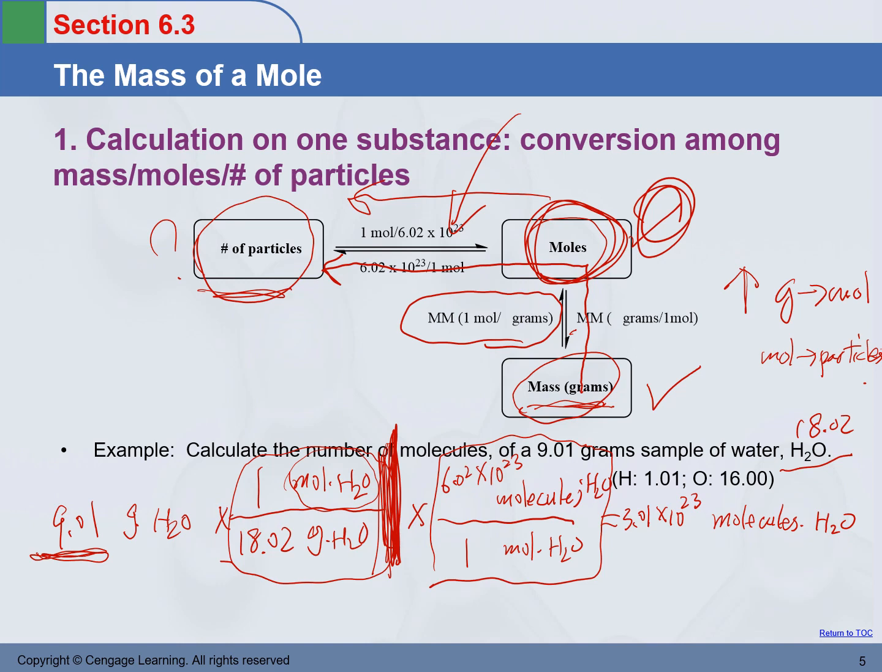I hope you are following me right now. Here is another example. You can try to do it by yourself. Again, this one goes backwards from particles to grams. 2 conversion factors are needed.